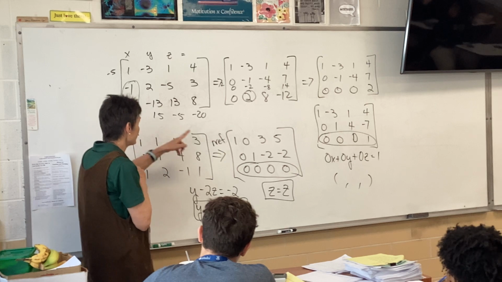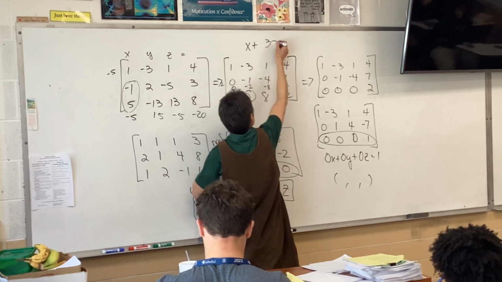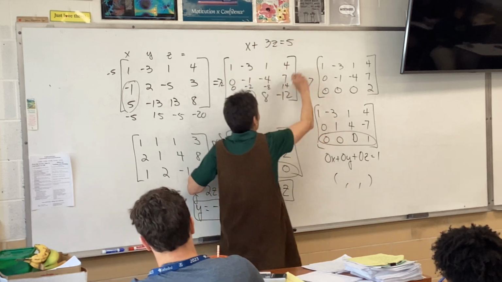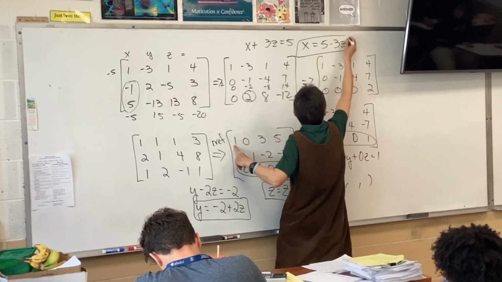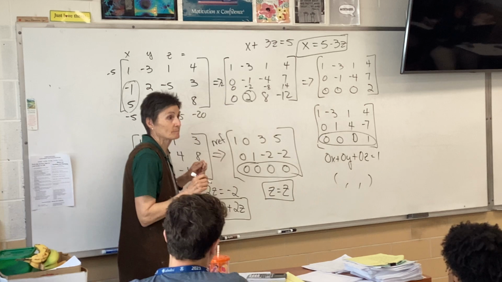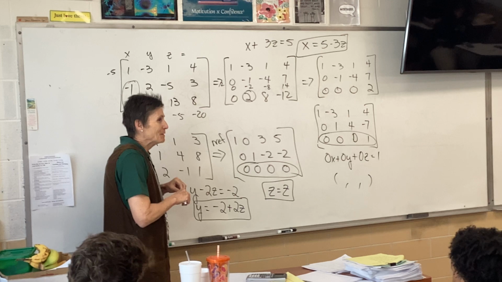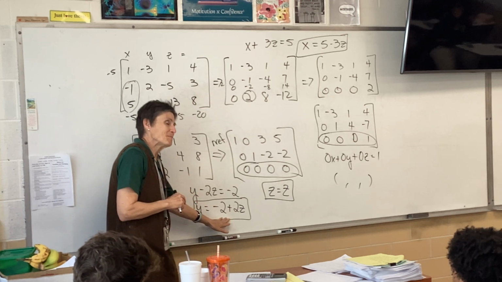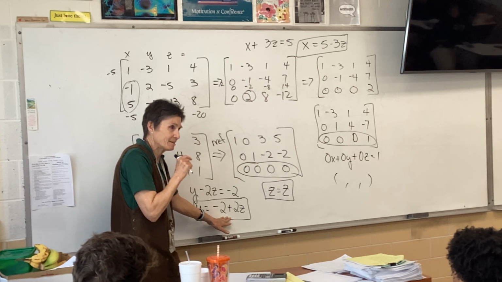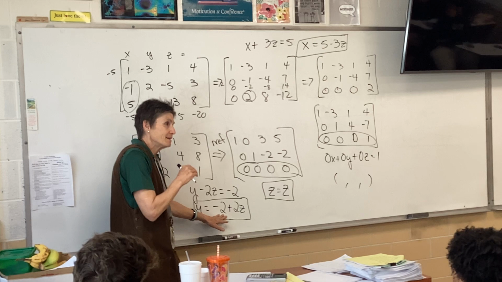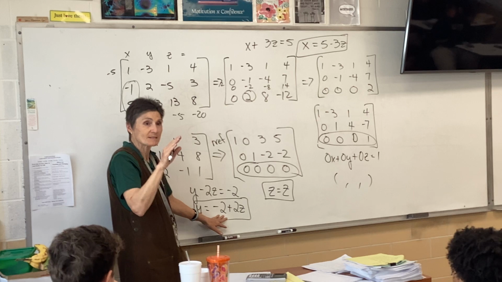Back up one more. That says x plus 3z equals 5, which means x equals 5 minus 3z. That's the best you can do. Would everyone agree with me? It's the best I can do. Now, I want you to look at this for a second, and tell me if you can remember ever seeing x's and y's defined like this before. So x equals something plus something.